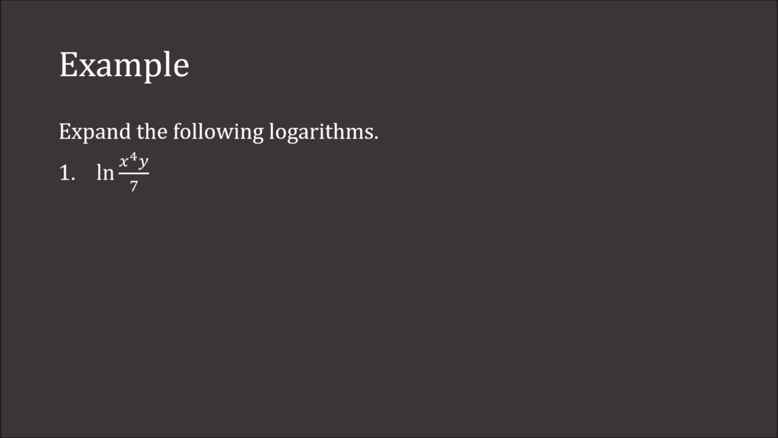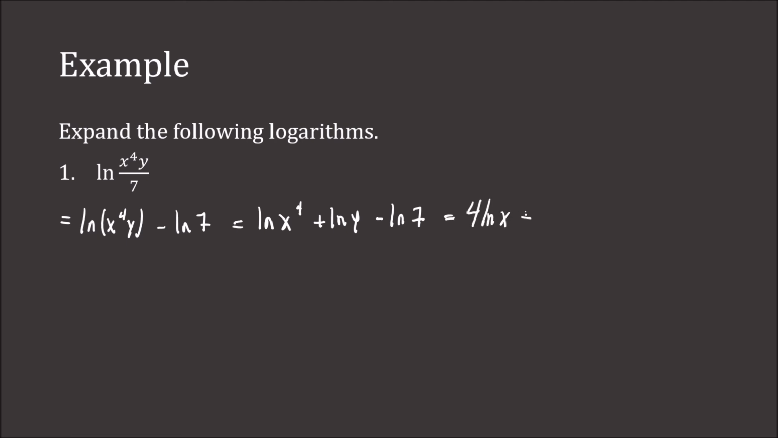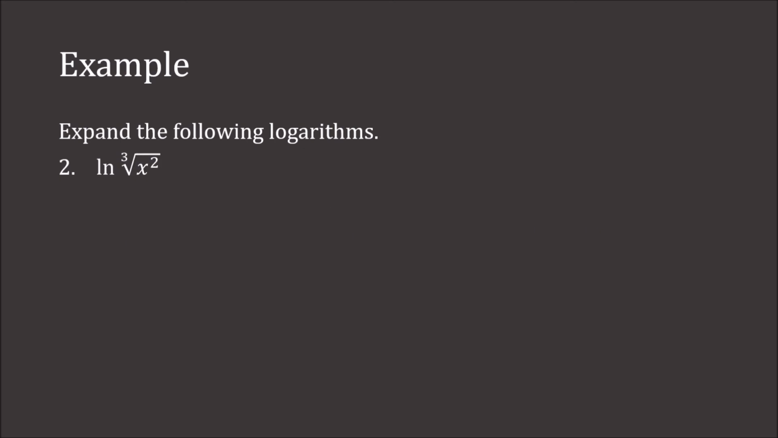So we'll look here. We're going to have ln of x to the 4th times y minus the ln of 7. So that is the quotient law. Now we can use product law and write this as ln of x to the 4th plus ln of y minus ln of 7. And now we can use the power law, and we have 4 ln of x plus ln of y minus ln of 7. And so now we have this one.